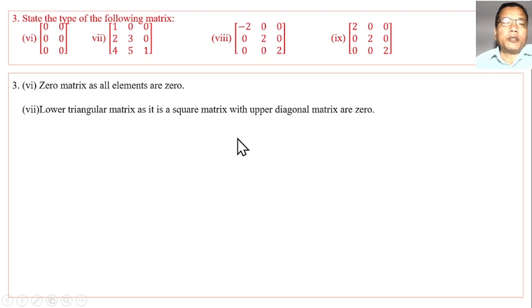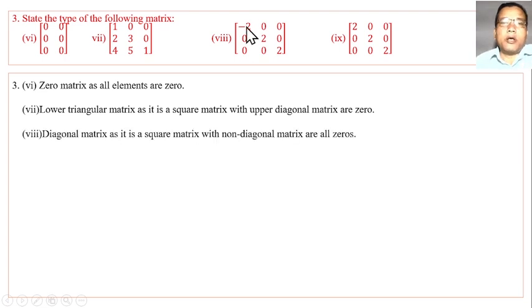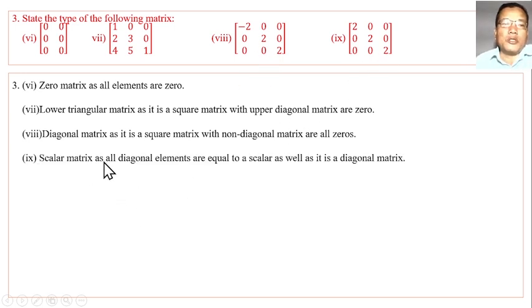Next, number 8. The diagonal matrix is a square matrix, as it is a square matrix with non-diagonal elements all 0. Non-diagonal elements are 0, so it is a square matrix and a diagonal matrix. Next, the scalar matrix is a square matrix. A scalar matrix has all diagonal elements equal to a scalar, as well as being a diagonal matrix.